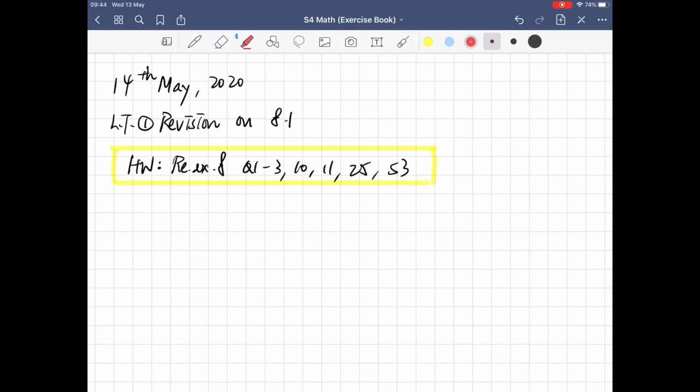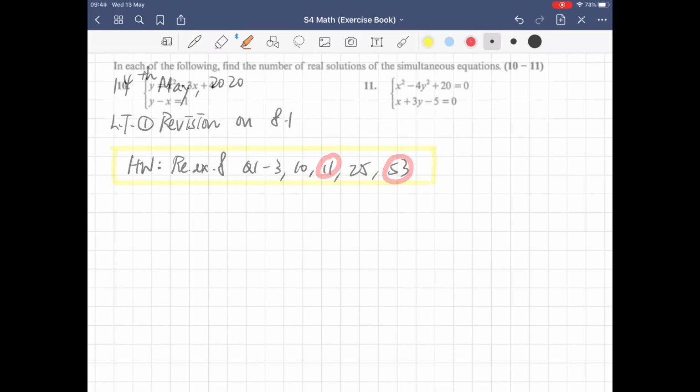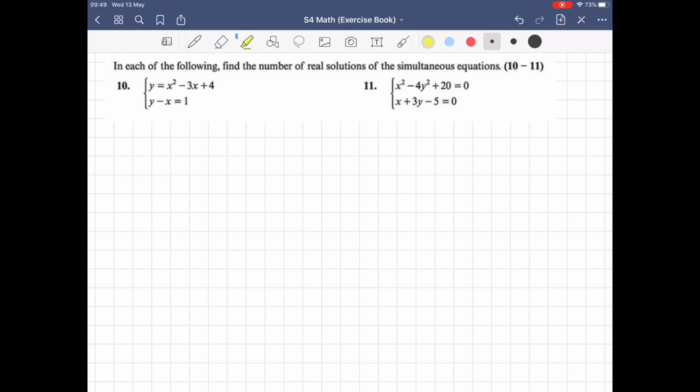Hi everyone, in today's lesson, I will give you the revision on section 8.1 before the section quiz. And for the yellow box, these are the questions that you can do before the section quiz. And in this video, I will talk about two questions. The first one is question 11, and the second one is question 53. So let's start with question 11.